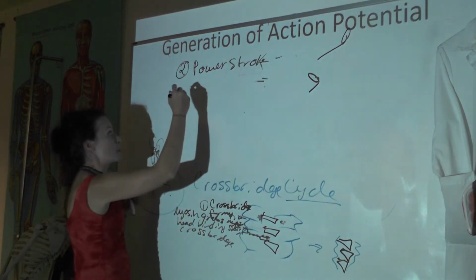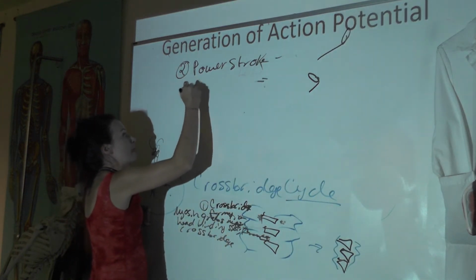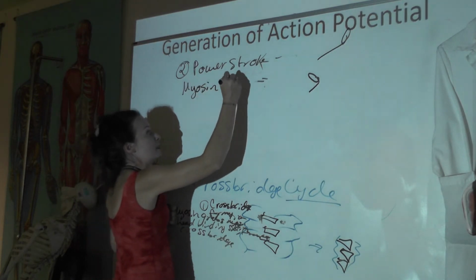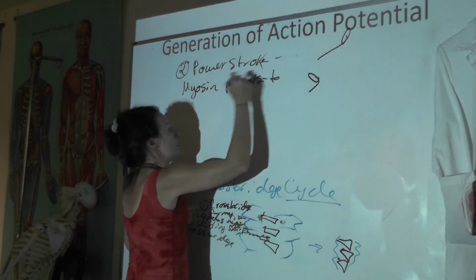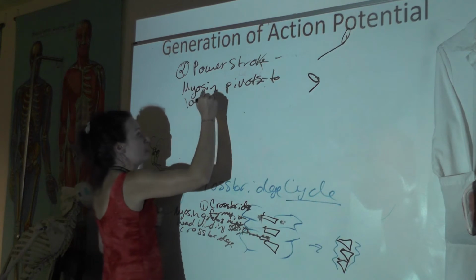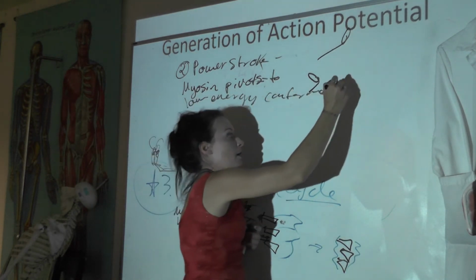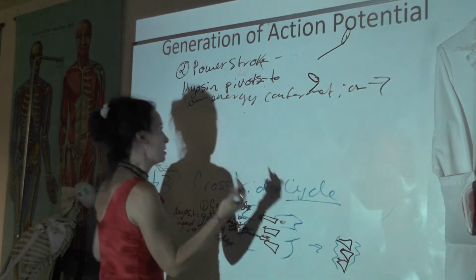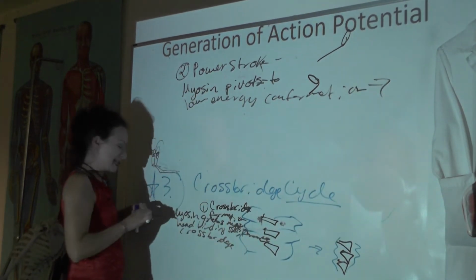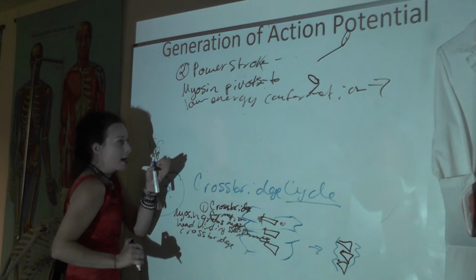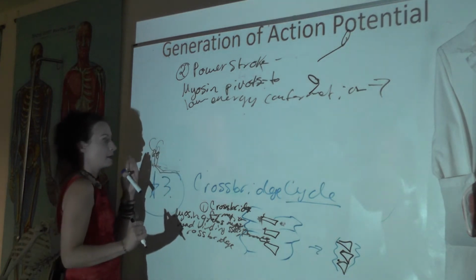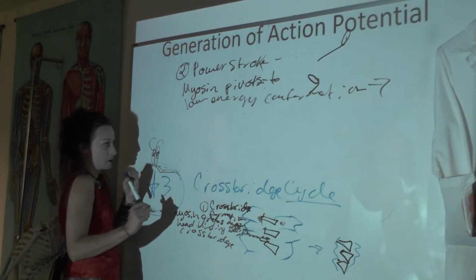So in my power stroke, what I could say is my myosin pivots to the low energy conformation. And how we would finish that sentence appropriately is pulling actin, or pulling the thin filaments toward the center of the sarcomere.